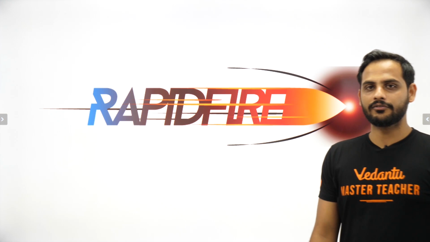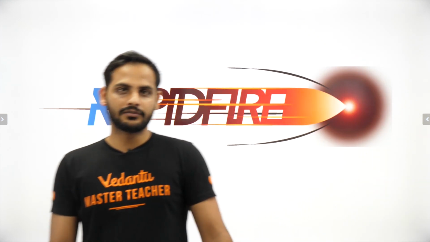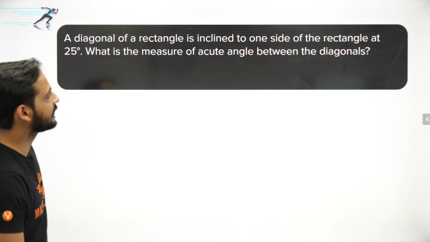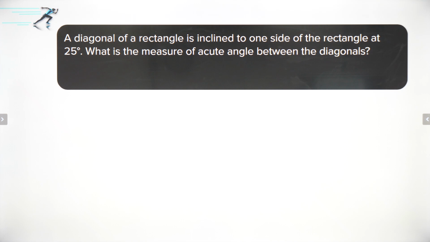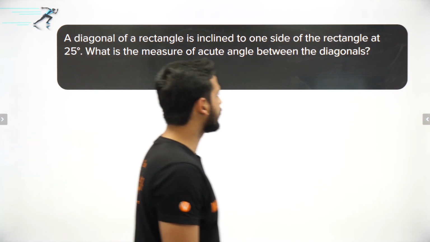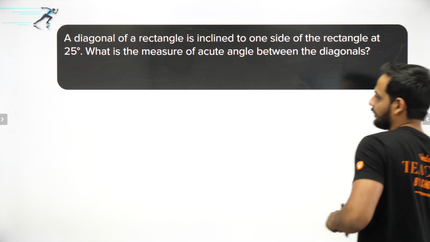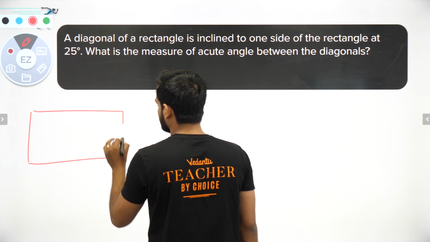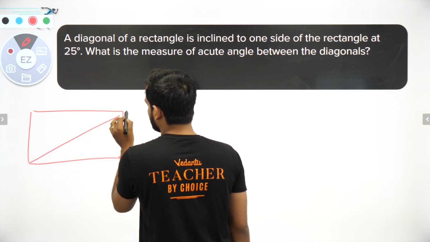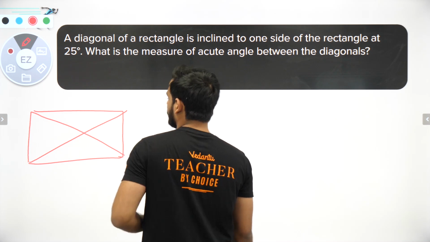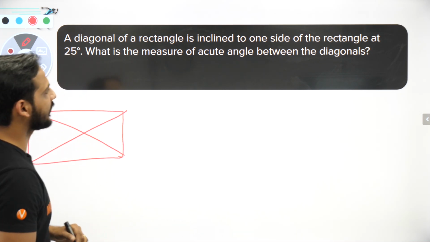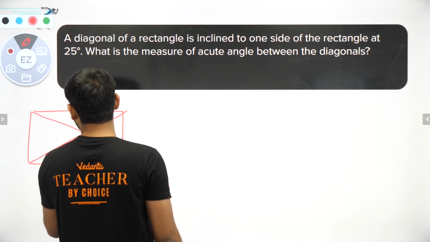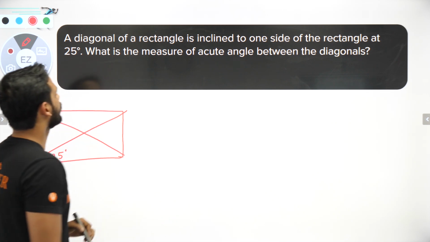So today we'll be starting, as I've told you, we'll be doing the HOTS questions as well. So let's start with the first question. The diagonal of a rectangle is inclined to one side of the rectangle at 25 degree. What is the measure of the acute angle between the diagonals? So let us say we have a rectangle here. This is your rectangle. The diagonal is inclined to one side at 25 degrees, so let us say this angle is 25 degree.